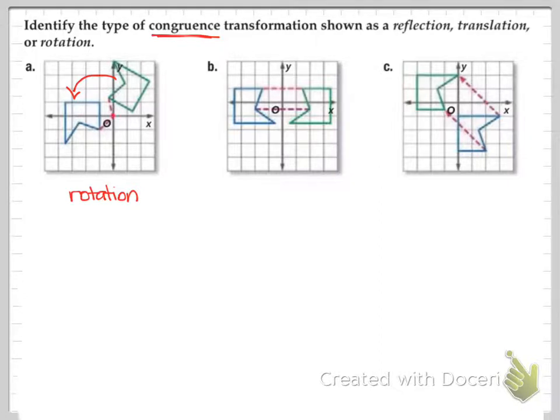So for instance, you can look at the origin. That's actually the center of this rotation, and each point is the same distance from that center. So we know that this has to be a rotation.